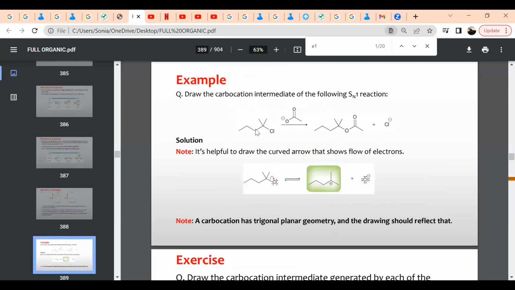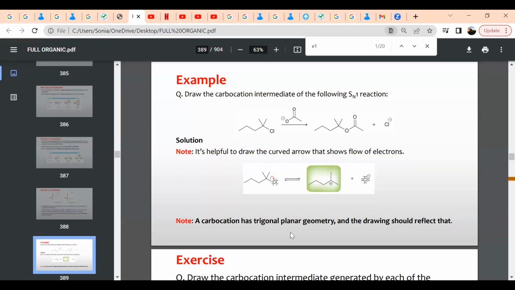So we can take a look at an example real fast. Draw the carbocation intermediate of the following SN1. Here's our substrate, here's our nucleophile. Let's just look at the solution. It's helpful to draw the curved arrows, used to push electrons. Once the leaving group leaves, because that's the first step in SN1, you have formation of this carbocation. The chloride group has left. We have this tertiary carbocation, which is the most stable carbocation, and the chloride which has left.